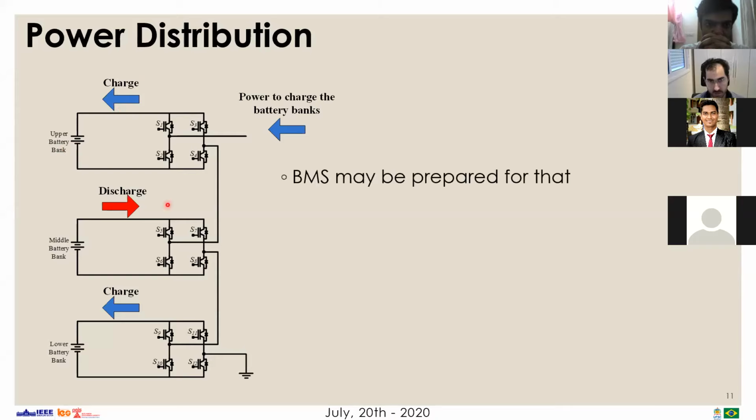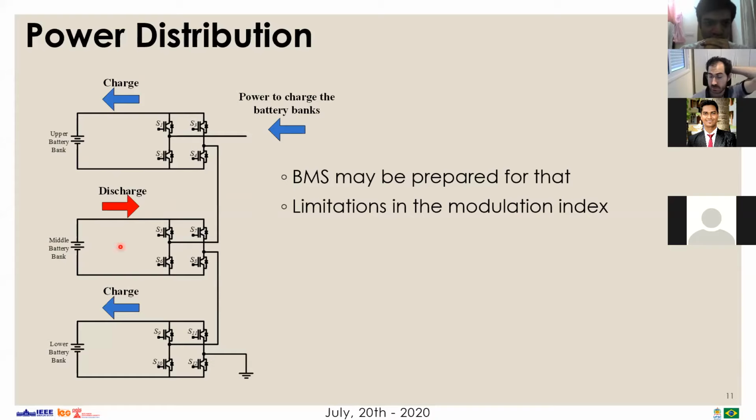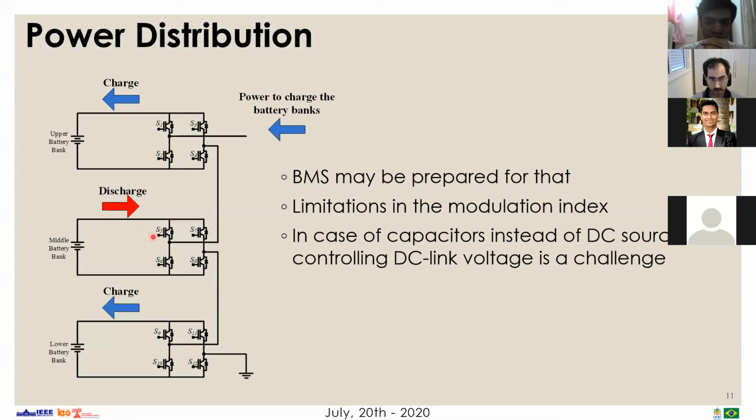And this actually is not good for the BMS. The BMS may not be prepared for that. You are charging the batteries, but there is already a bank completely charged and it is discharging. This must be avoided. Of course, you need to employ some limitations in the modulation index in order to avoid that. But the reason for this slide is to show you how complicated this is. If you are charging, one module is being discharged, and this is not easy to solve.